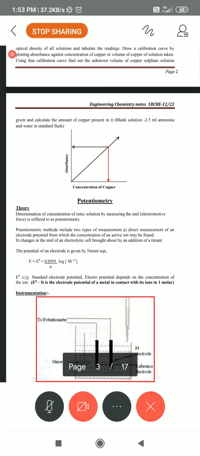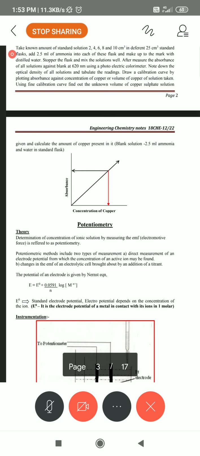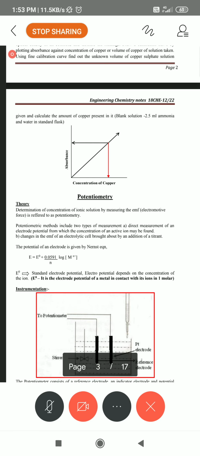Afterwards, having the unknown solution, you mark its absorbance on the y-axis, then come across to the calibration curve and draw the line corresponding to that on the x-axis. Also, how many ml you have taken should be satisfied. Then, according to this gravimetric method, we have to calculate it.